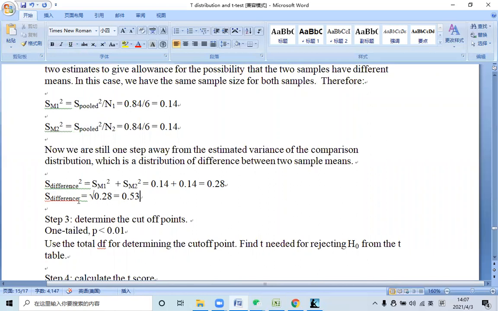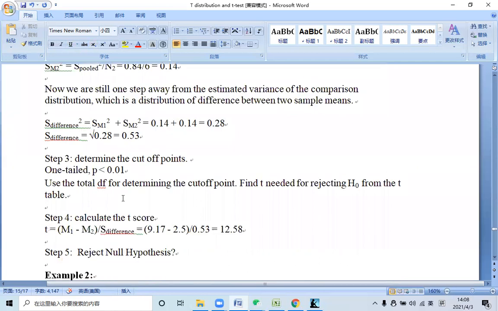And then you take the square root to get the standard deviation. Now you have the estimated standard deviation. Almost ready to get the t-score.